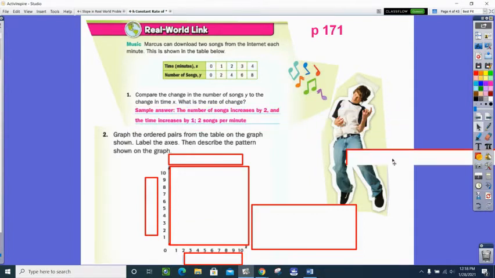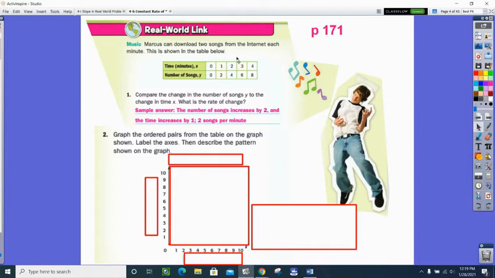Basically the number of songs is increasing by 2 for every time increase of 1 minute. So 2 minus 0 is 2 songs, over 1 minus 0, it took a minute. Did that rate stay constant? Well, 4 minus 2 is 2 songs in the next minute, 2 minus 1. Did the internet slow down or speed up? Let's take a look. 6 minus 4 is 2, over 3 minus 2, still 2 songs in 1 minute.